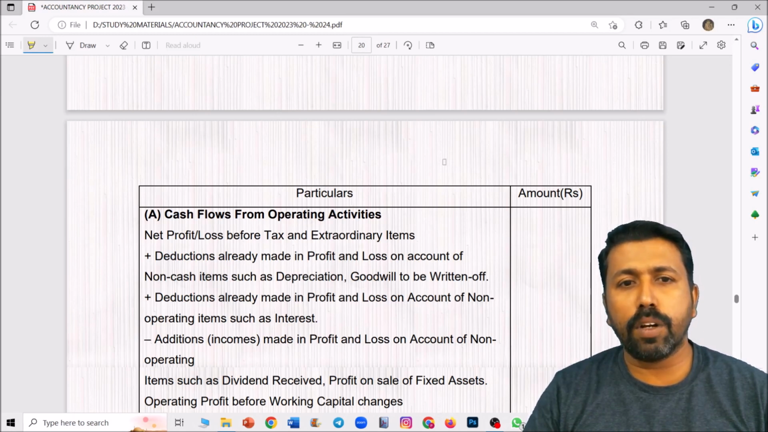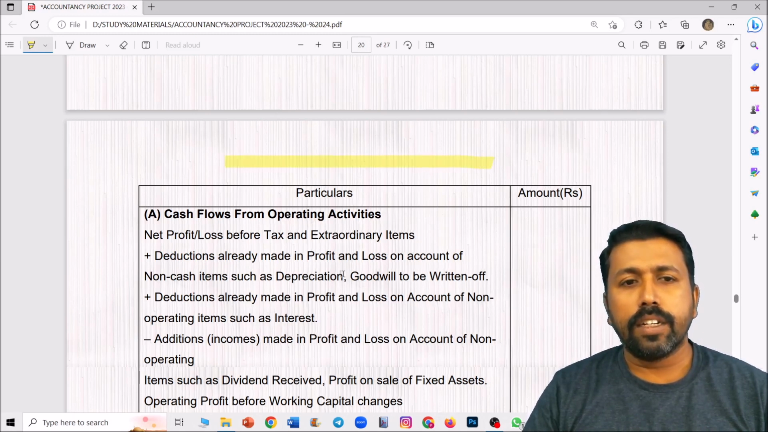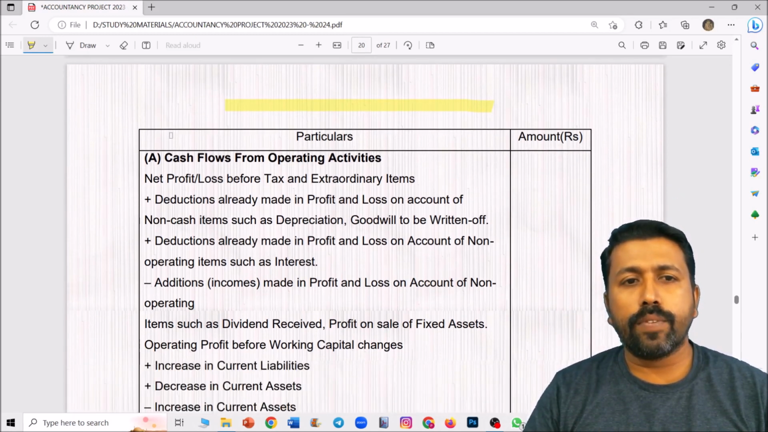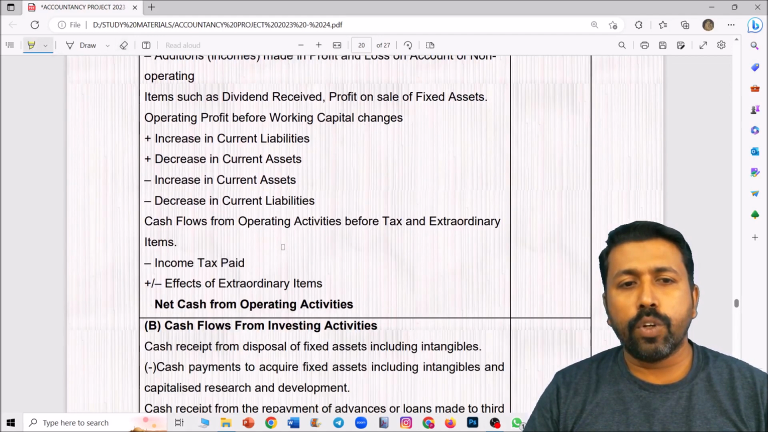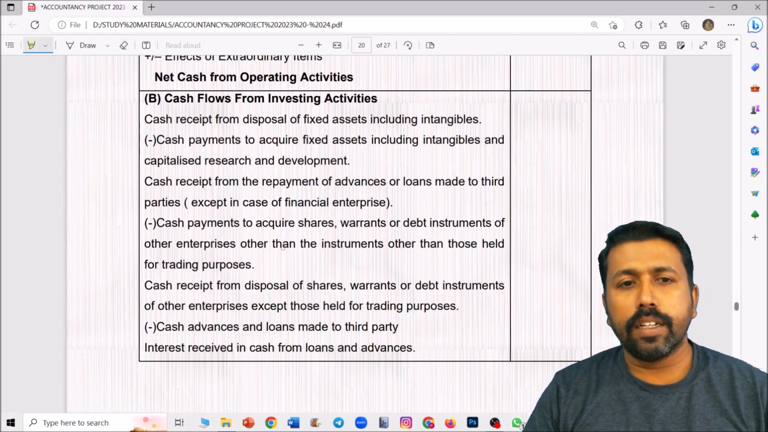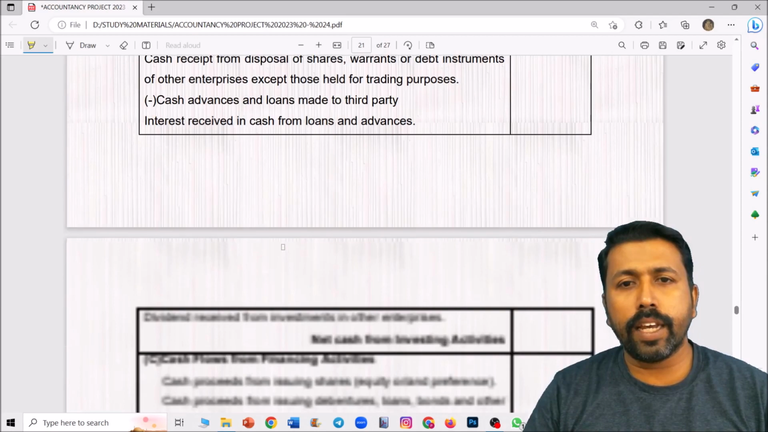You can give a small heading here. Then you can give format of cash flow statement as a suitable heading. Then you can show what are the different items coming in the cash flow statement, and how to finish the operating activity. You know very well. Then the investing activity. What are the items included in that?